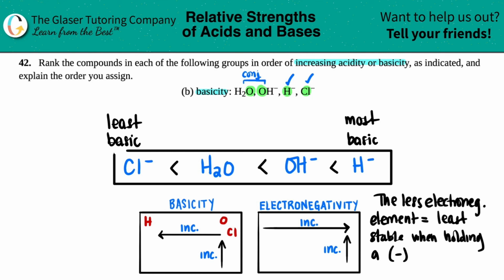So all of these, hydrogen, especially hydrogen minus, right? It doesn't want to be this. It's the least stable. That's why it's the most basic. It will want to accept a hydrogen as soon as possible. On the flip side, Cl minus, remember Cl minus comes from HCl, and if you are a really, really, really strong acid, your conjugate is going to be so weak that it's basically neutral, aka the least basic.